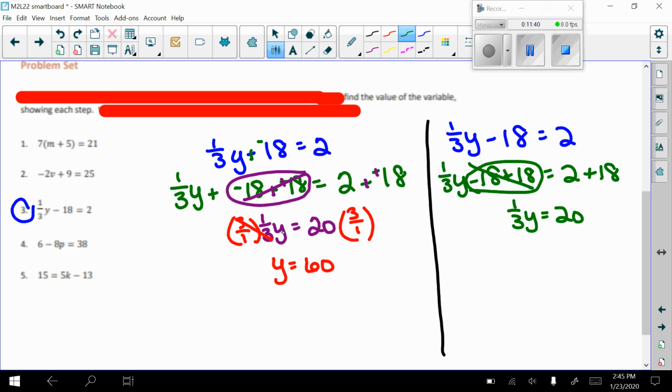That looks like what I have in purple in the other example. Multiply by the reciprocal of the coefficient and do it to both sides. Gives me y equals 60. Both ways are perfectly acceptable. You might find the right side to be the easiest. I think I naturally do it with the right side, but I was trying to match how we've been practicing working with integers. So either way, we will be practicing in class.